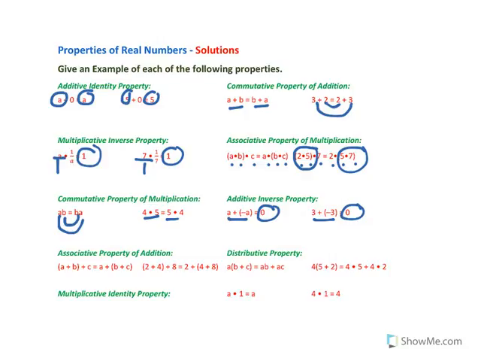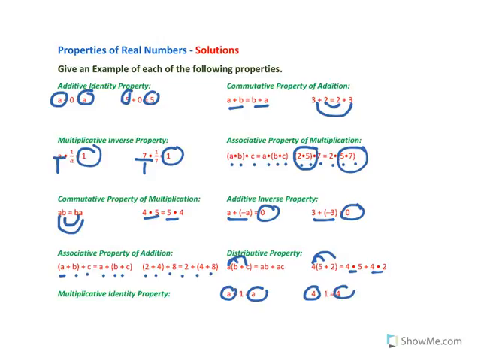All right, the associative property. Here we have ABC, 2, 4, 8, 2, 4, 8. And the distributive, again, AB, AC, 4 times 5, 4 times 2. And your multiplicative identity is you start with A, you end up with A. You start with 4, you end up with 4. All right, that's it. How did you do?